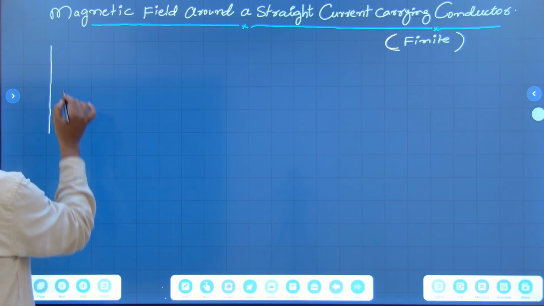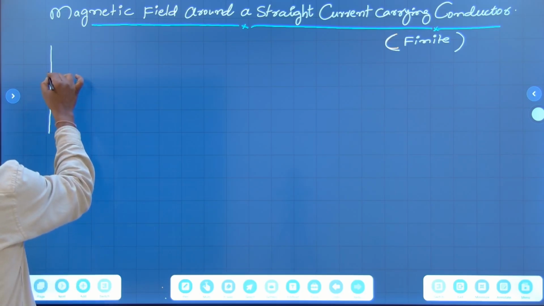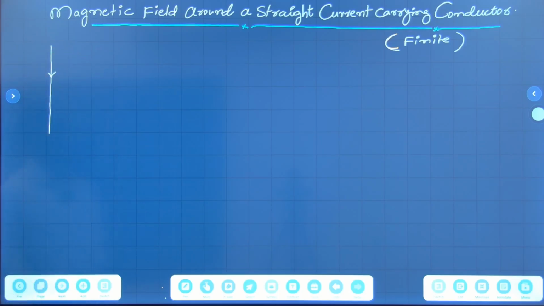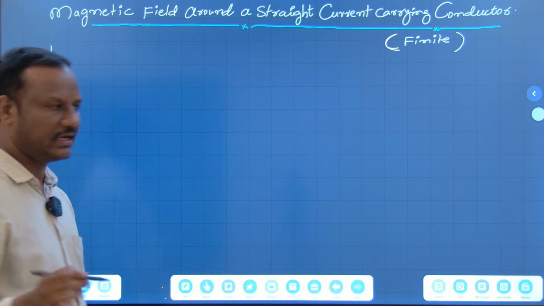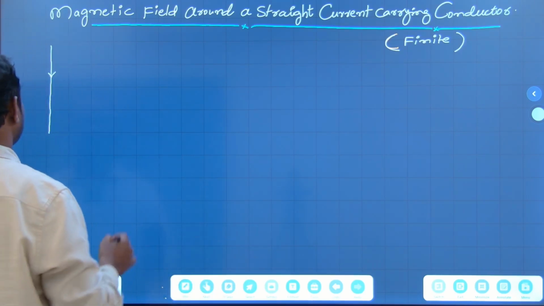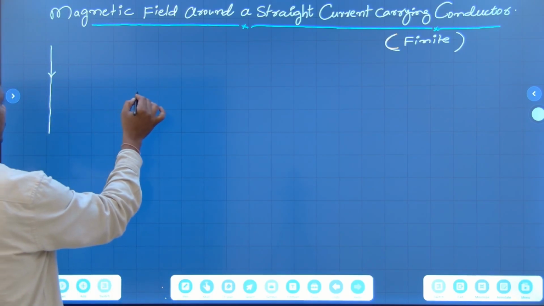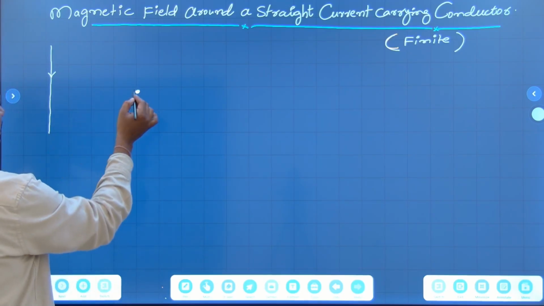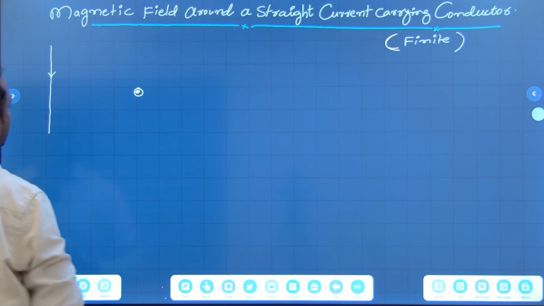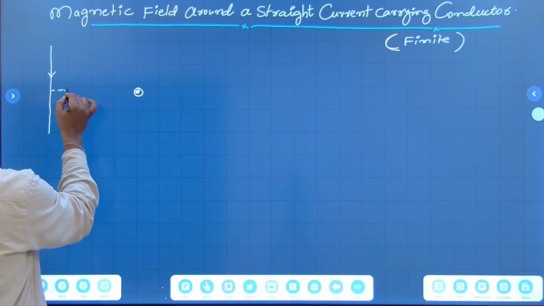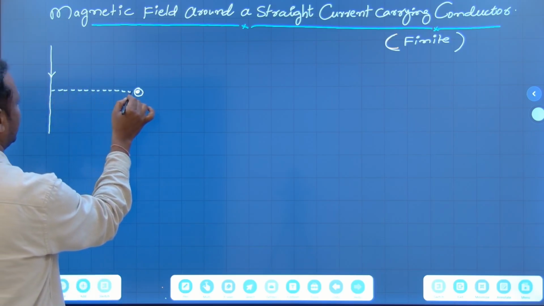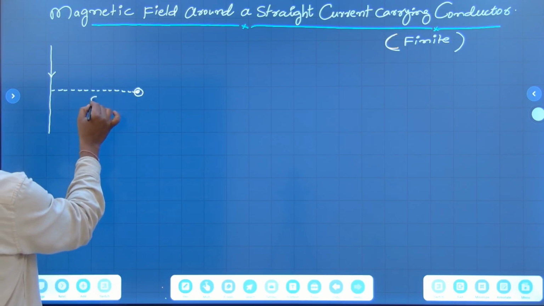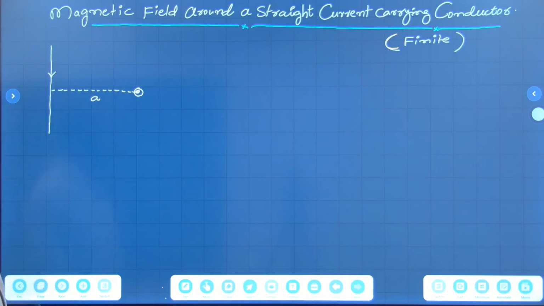Let the current be downwards. Yes, so by Ampere's right hand thumb rule, if I want to find the field at this position, the field is out of the plane. Now the perpendicular distance where you want to find the field, this perpendicular distance, I am taking as A.